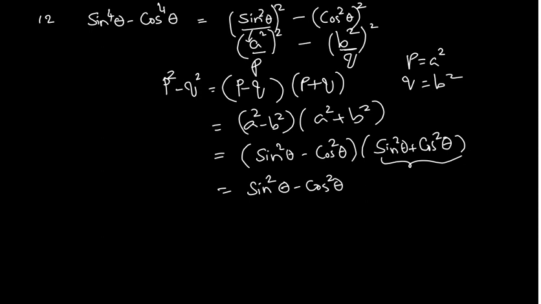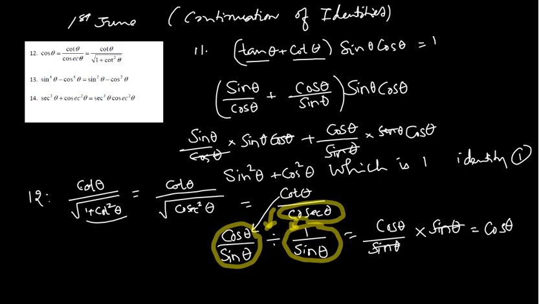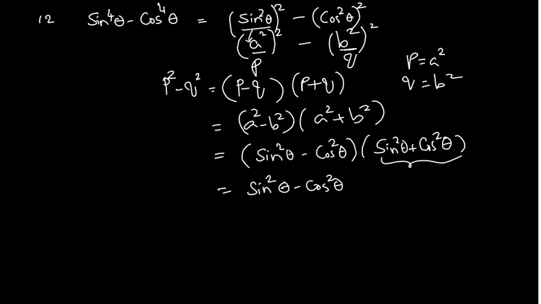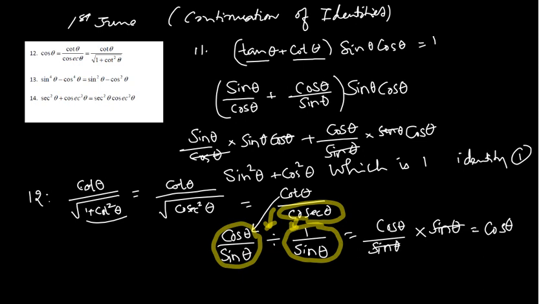So the next one is the 13th question. Oh, 13th is what we did, right? That's wrong, this is not 12th, this is 13th. So we need to have the 14th one. 14th one is secant square theta plus cosecant square theta. You are adding them, it comes as a multiplication.